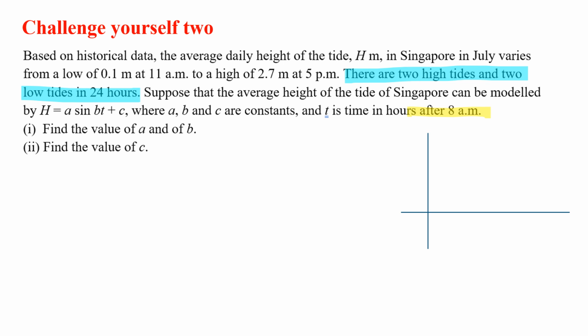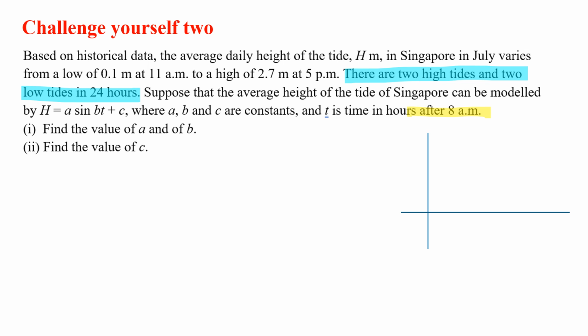To challenge yourself too, do try it out on your own before you look at my solutions. So this one, I've highlighted two things for you. The first highlight is there are two high tides and two low tides in 24 hours. But usually when we draw one cycle, we would just have one highest point and one lowest point, right? So if there are two high tides and two low tides in 24 hours, what does it tell you about the period?